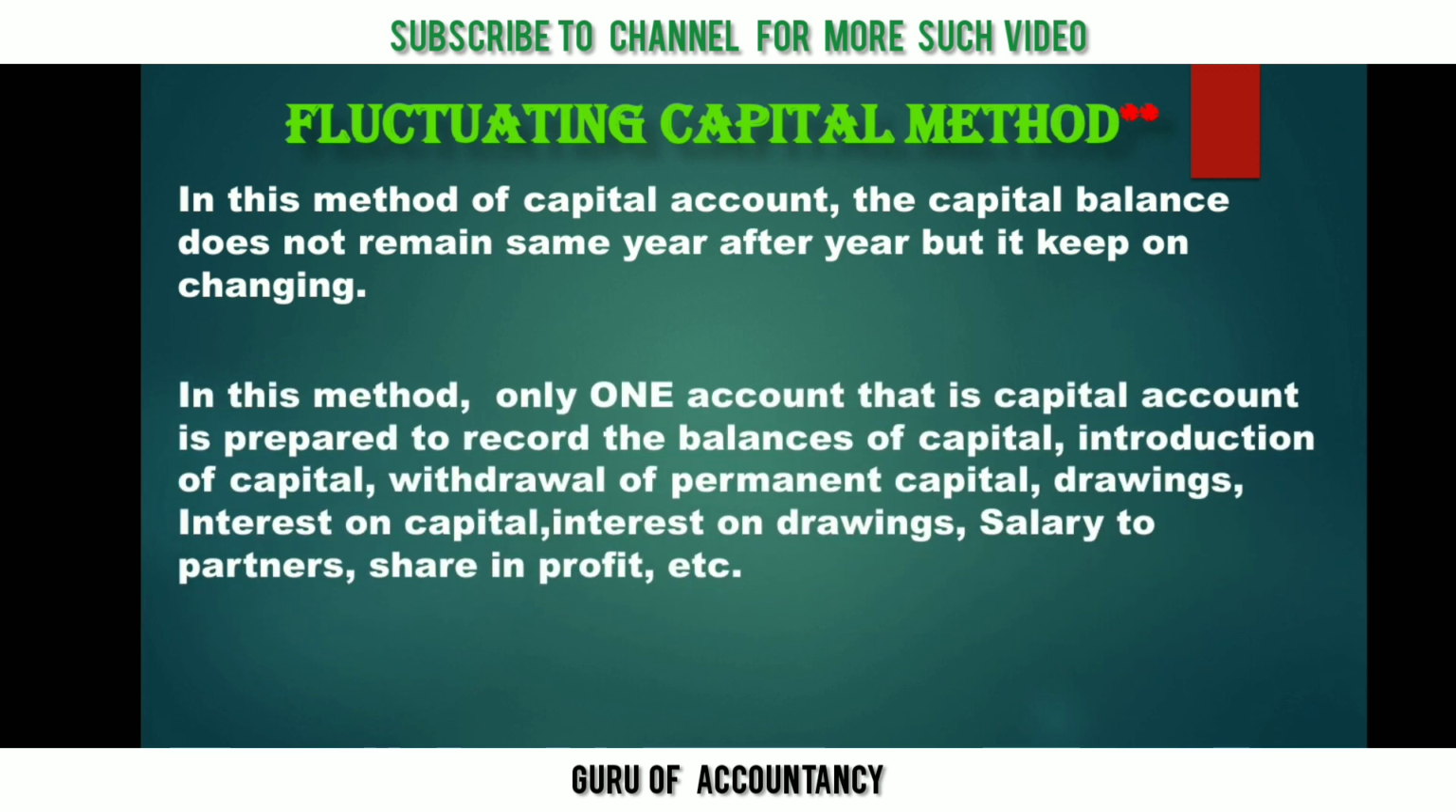So in this method, only one account, that is the capital account, is prepared to record the balance of opening capital, introduction of additional capital, withdrawal of capital, permanent capital, drawings made by the partner, interest on capital, interest on drawing, salary to partner, bonus to partner, commission to partner, share in profit, etc. Everything is recorded in the capital account only.